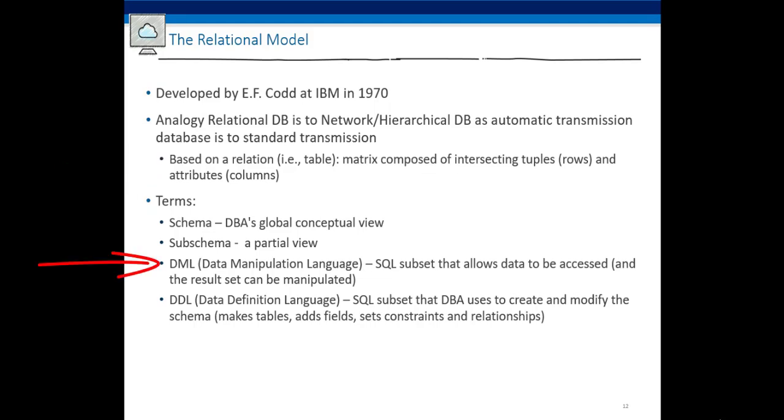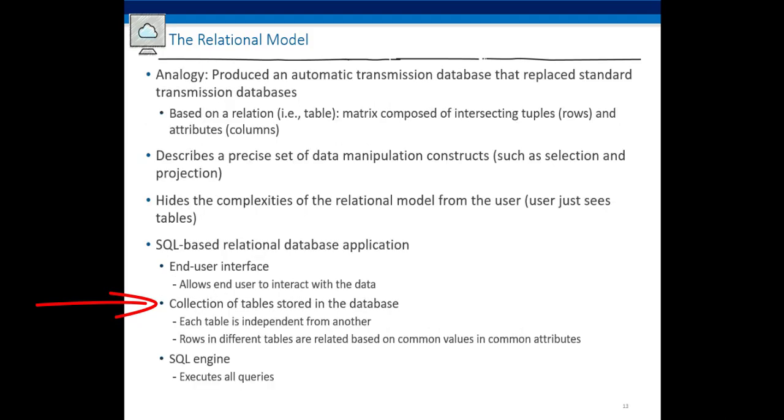Some terms. DML, data manipulation language. This is an SQL subset that allows us to access data. And you see the word manipulation in there, so we can manipulate the data. And then we have DDL, data definition language. This is what the DBA is going to use after we get our data model. You're going to use DDL to create your entities or create your tables, and set the constraints and the relationships and all those building blocks we talked about earlier.